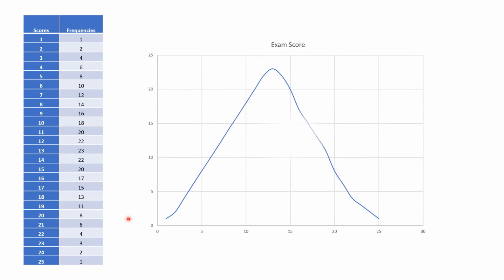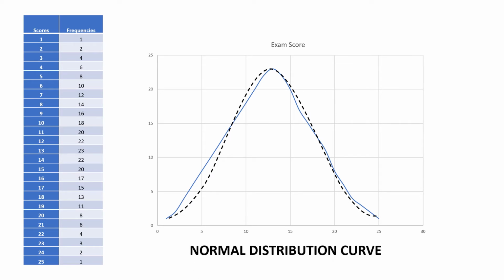So let's say we graph this data set and then we form a curve. An increasing curve, and when it reaches the value with the highest frequency, it starts to decline again. So we can say that this data set is normally distributed, more likely of a bell shape. And this is what we call the normal distribution curve.